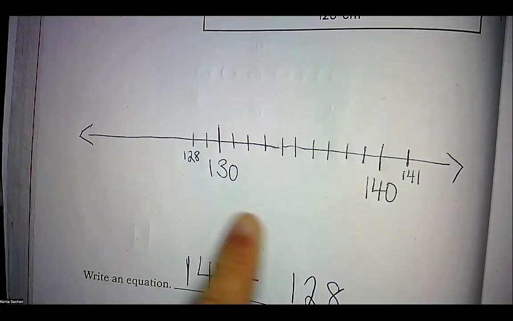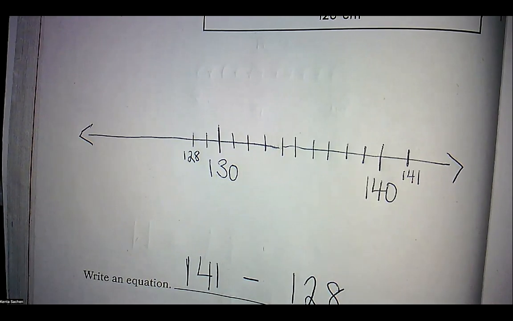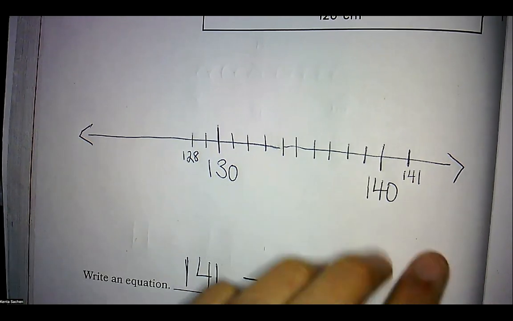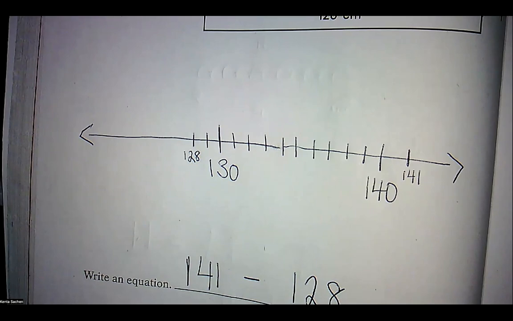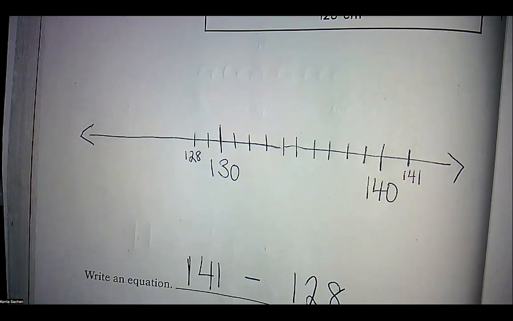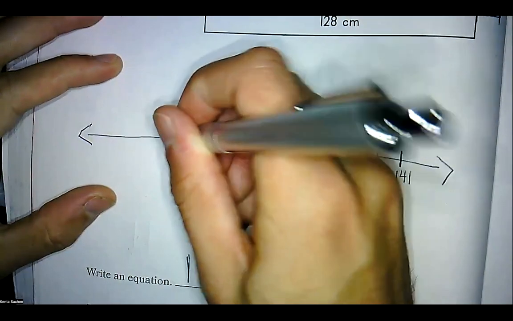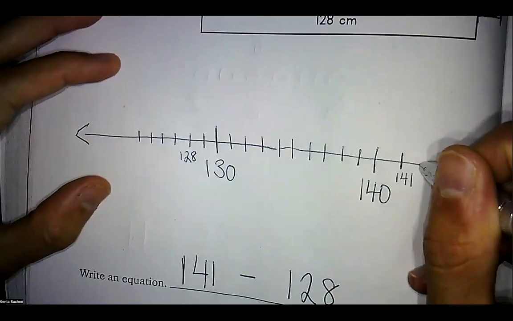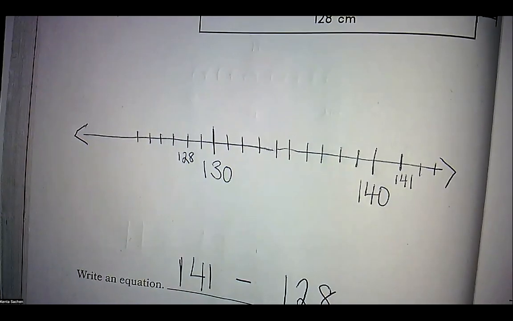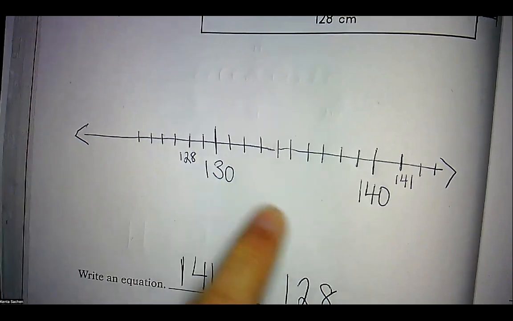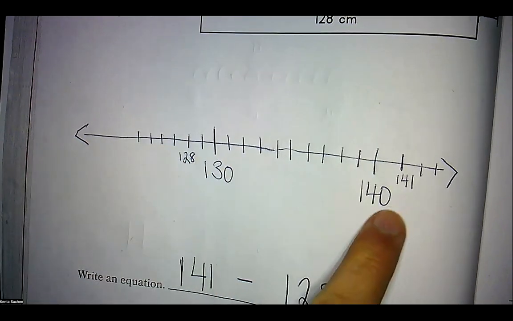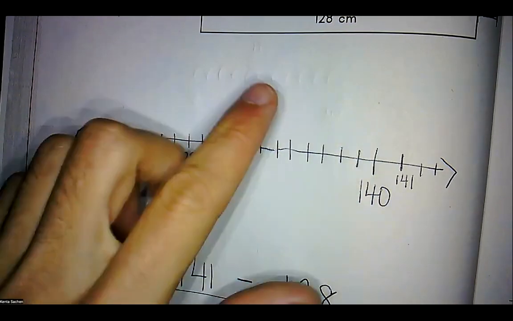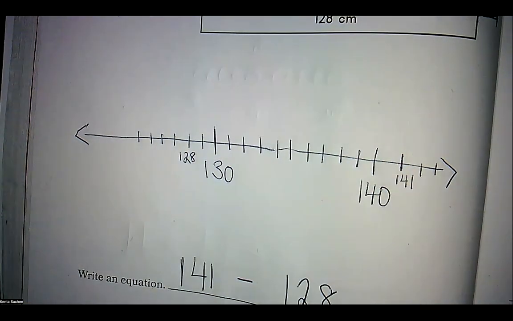And we can set up a number line like this. Now I want you to draw this number line if you haven't already, making sure that's the right amount of lines. And of course, you can draw more lines like this. But make sure you have 130, 140, 128, 141. And I want you to see what the difference is between these two numbers, and we'll go over that together.